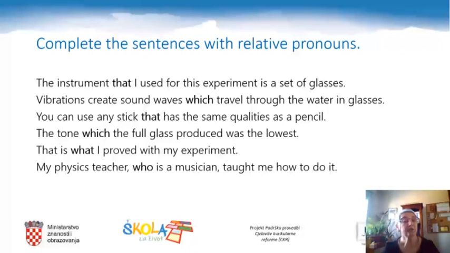That is what I proved with my experiment. You can only use what in this sentence. My physics teacher, who is a musician, taught me how to do it. And you can also only use who in this sentence because of the commas, because this relative clause is not defining the teacher.